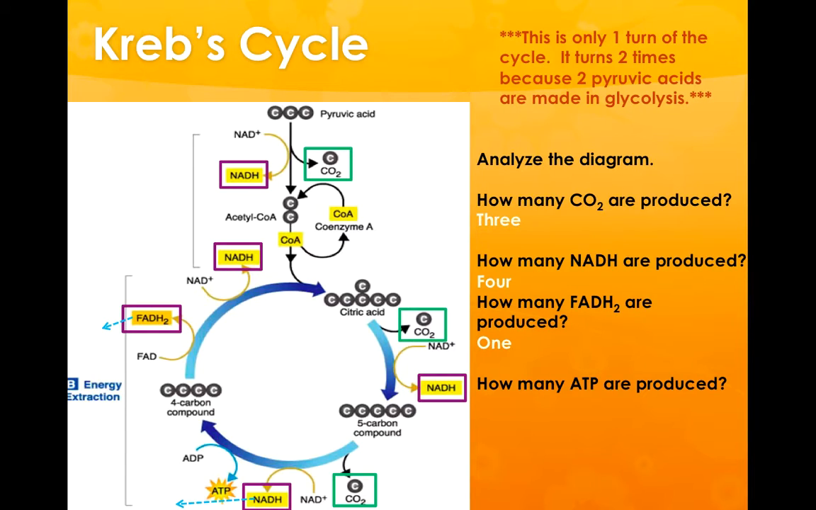Finally, how many ATP are produced? You can see at the bottom left of the screen there that only one ATP is produced. That's highlighted in red there at the bottom of the screen. In one turn of the Krebs cycle, we only produce one ATP molecule.